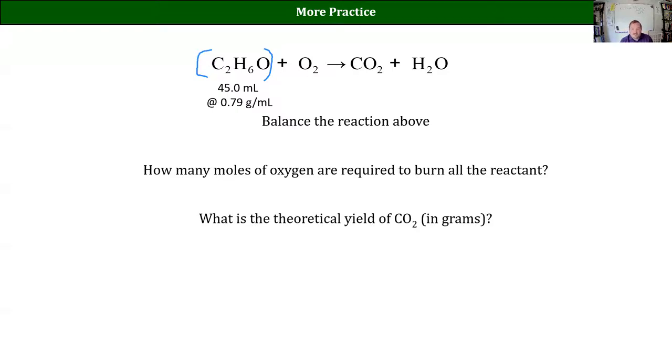And that's about as complicated as these get, is I can make it harder to get to moles by making you go through more steps. But once you get to moles, then it's all pretty much the same every time. Balance your reaction, get everything to moles, and answer the question, in this case, how many moles of oxygen, or what's the theoretical yield in grams? So let's do that one real quick. Won't take us long, and then we'll get into talking about solutions.